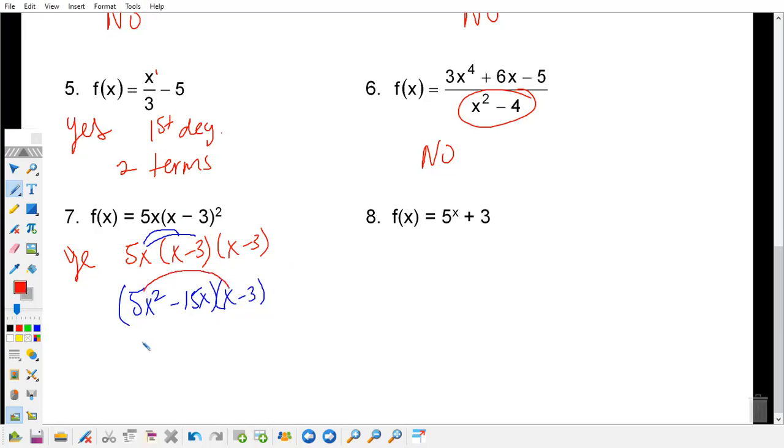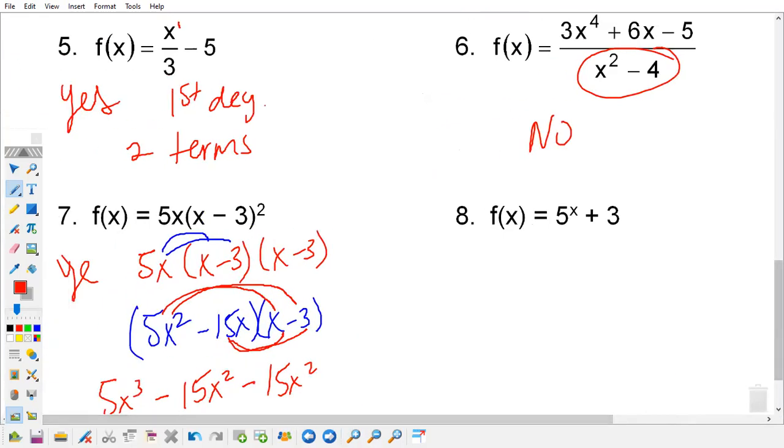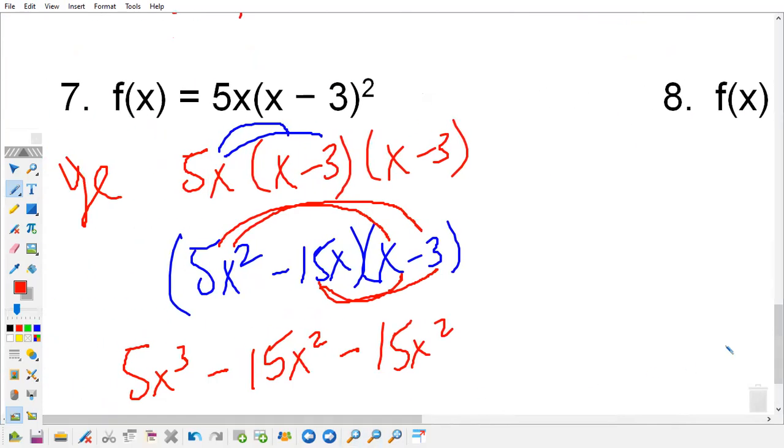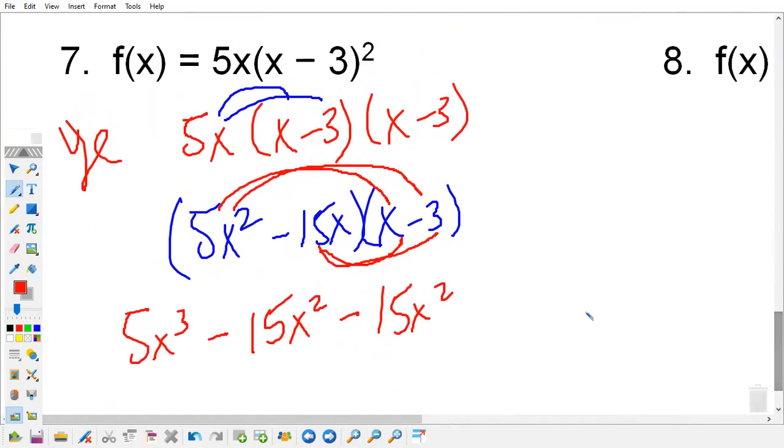5x squared times x is 5x cubed. 5x squared times negative 3 is negative 15x squared. There we go. Negative 5x times x squared is negative 15x squared. Negative 15x times negative 3. I can zoom in if you can't see. 45. That's going to give me 45x.